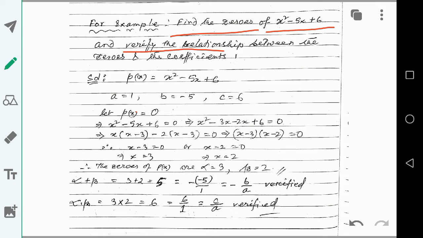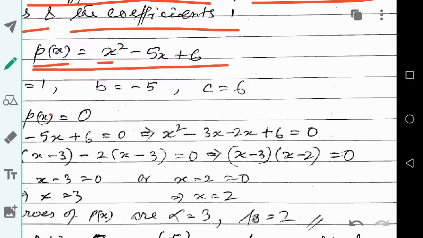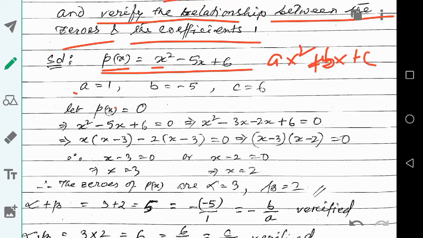and we also need to verify the relationship between the zeros and the coefficients. First we write the given polynomial. As the variable is x here, I have written p(x). Now compare this polynomial with the form ax² + bx + c. Comparing, we get a = 1, b = −5, c = 6.